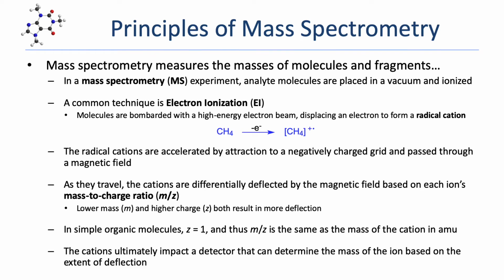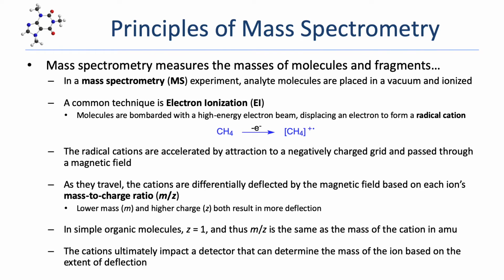The radical cations that are formed are then accelerated by attraction to a negatively charged grid and then pass through a magnetic field. As the radical cations travel, they are differentially deflected by the magnetic field based on each ion's mass to charge ratio. Particles with a lower mass and those with a higher charge will result in a greater deflection. Now, for typical organic molecules, the charge is always 1, and that means that the mass to charge ratio is going to be the same as the actual mass of the cation in AMU.